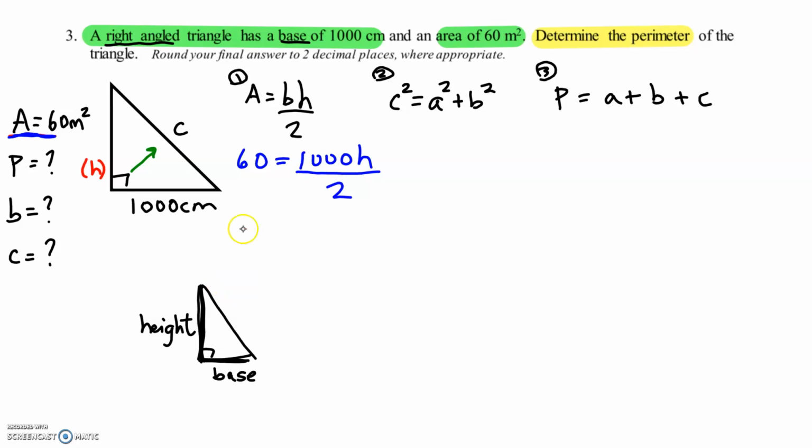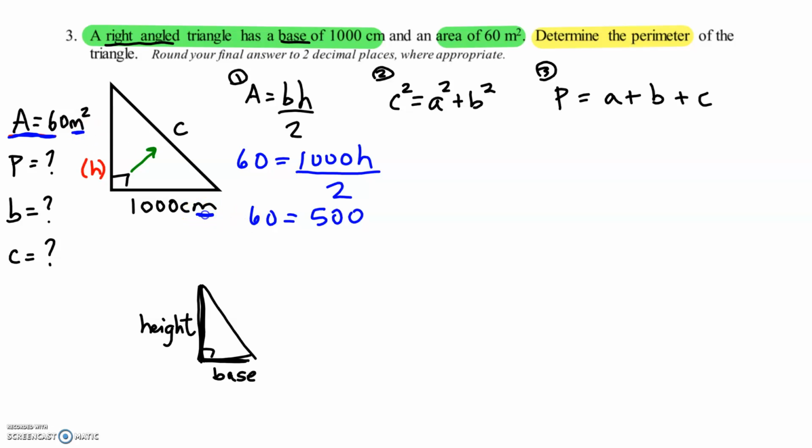So for my next step, I am going to divide 1,000 by 2. So I'll have 60 equals 1,000 divided by 2 is 500. Now something looks weird. This 500 is such a big number compared to 60. Something doesn't seem right.